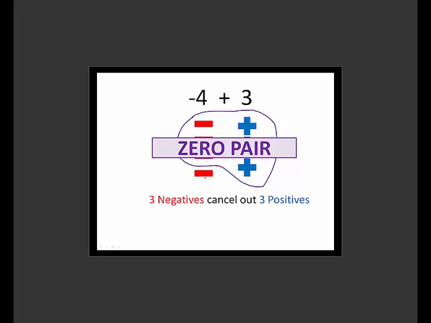And that -1 that's left over is our answer. So the sum of -4 plus 3 equals -1. So those are two different ways in which you can look at adding integers.